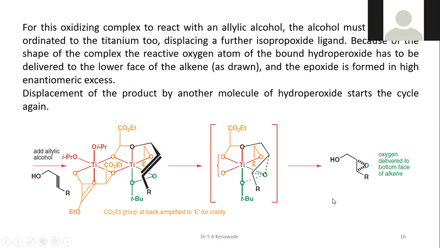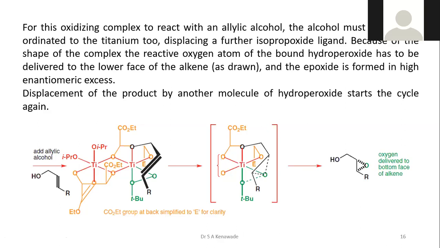Then what happens in the next step? If you add your allylic alcohol, then the OH group will attack or form a complex with the titanium, and this is your carbon-carbon double bond, and this is your alkyl group. In the next step, this carbon-carbon double bond will form a partial bond with this oxygen atom.